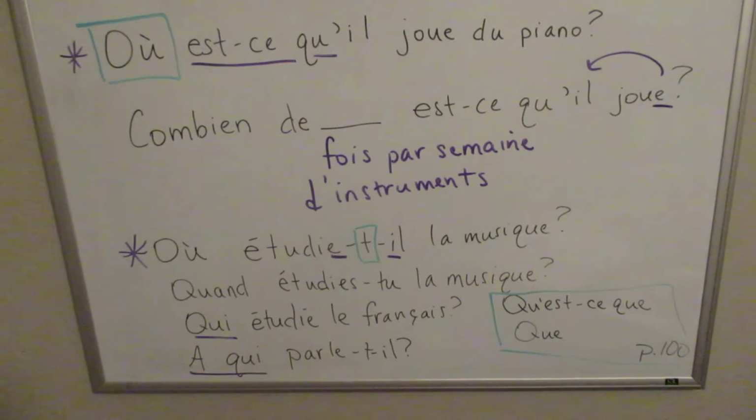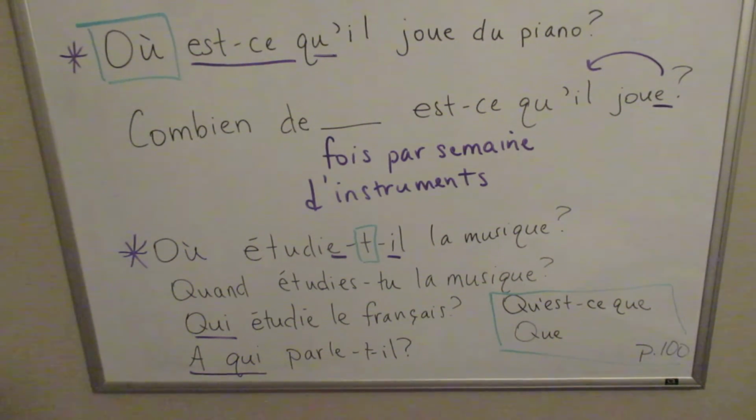Another example with quand. Quand étudies-tu la musique? I wanted you to see an example that doesn't have that T in there. So this is simply tu, which is conjugated with étudie, which of course is es on the end. And I'm just switching the order, putting my verb étudie first, and then my subject tu. And then I'll finish my question, la musique. Again, you can use inversion with où, quand, comment, and pourquoi. They work with all of those.